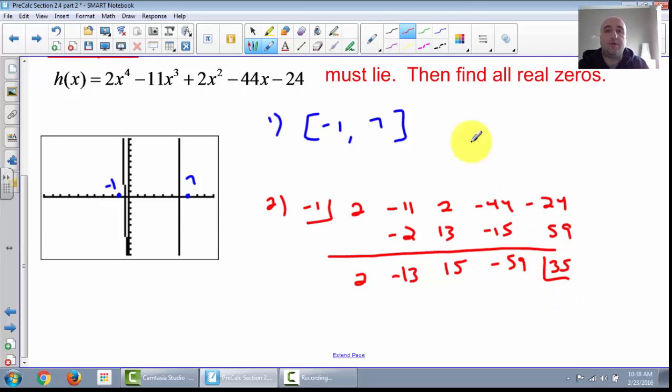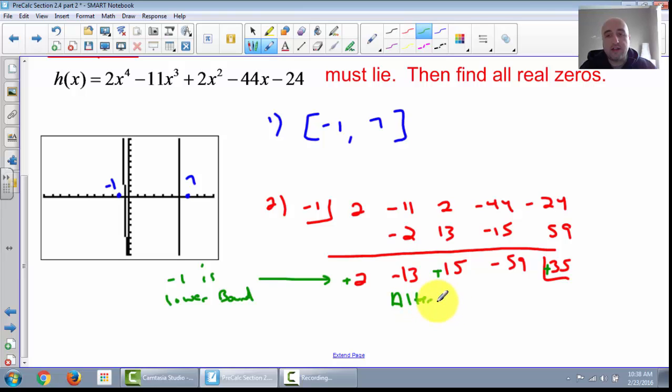What we've just done is proved that -1 is the lower bound. And how did we do that? Notice that the signs are alternating: positive, negative, positive, negative, positive. You must have alternating signs in order to be the lower bound. Someone really smart a long time ago figured this out, that in order for it to be the lower bound, the signs must alternate in the bottom row. So it does. All right, so let's try 7 now.